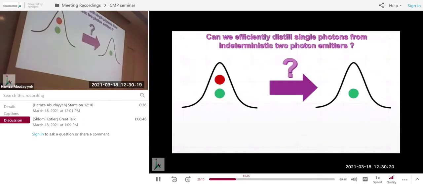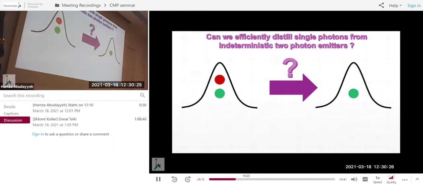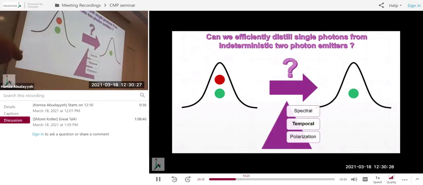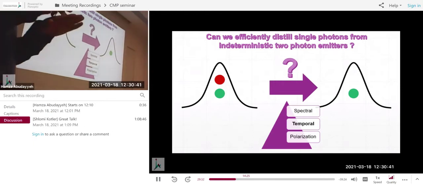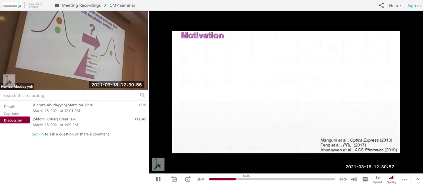So the question you might ask is, how can we efficiently distill these single photons out of such an indeterministic two-photon emitter? Well, you can imagine different ways of doing this. For example, you can say, okay, let's try to separate them spectrally or with polarization. The issue, I remind you, is that these are broadband sources, and the biexciton and exciton lines are always overlapping. So you can't really use spectral filtering, and a similar argument goes for polarization filtering. So you're left really only with these temporal filtering techniques that we'll be talking about now.